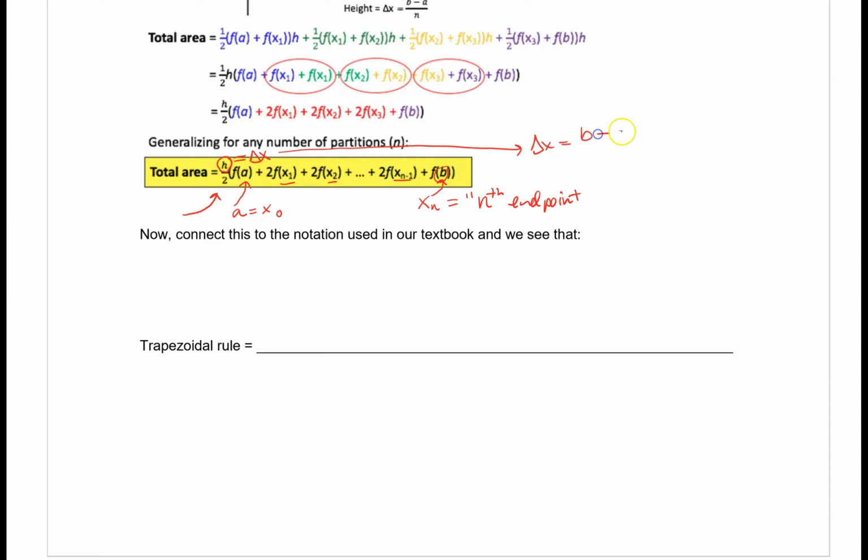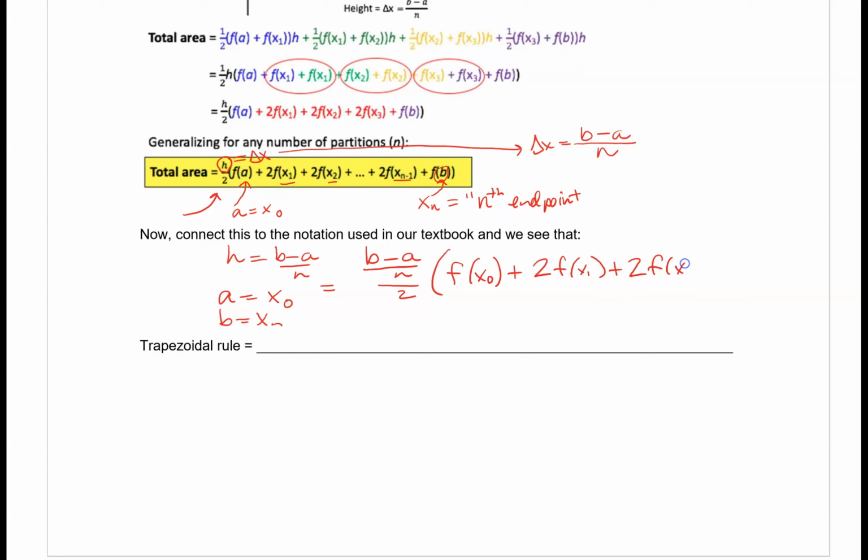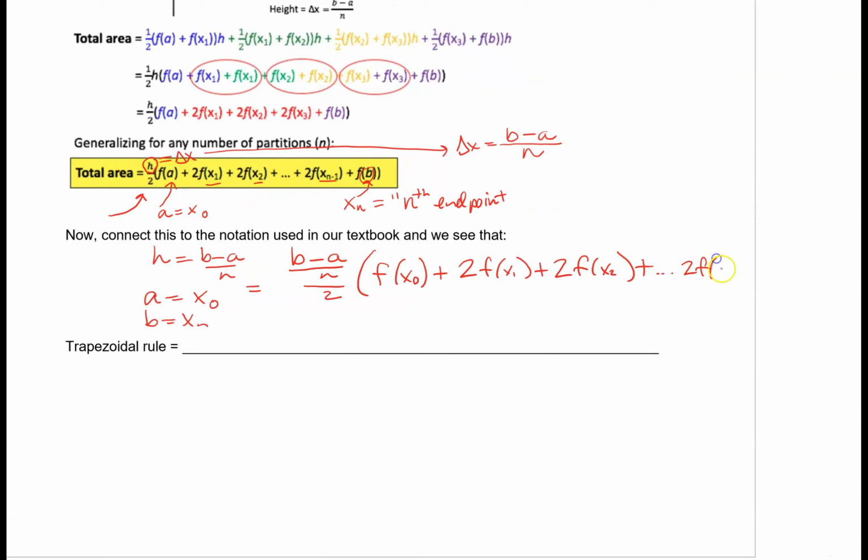So we had found that by taking the full distance between b and a, dividing it by however many subintervals or trapezoids we were going to use. So if you put that all together, you let h equal b minus a over n, you let a be called x sub 0, and you let b be called x sub n, what you end up with is this. B minus a over n divided by 2 times the quantity f of x sub 0 plus 2 times f of all my in-between x values, all the way up until my second to last y value, and all the way up until my last one.